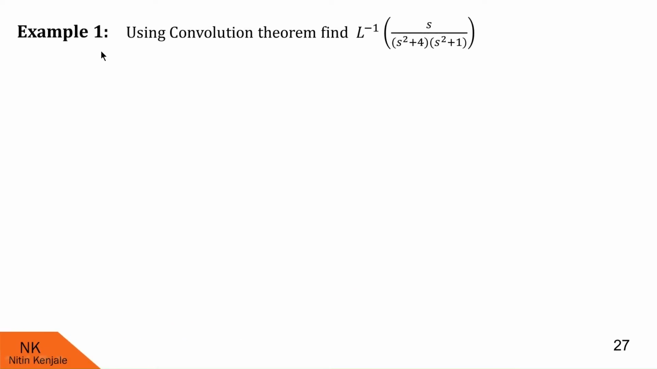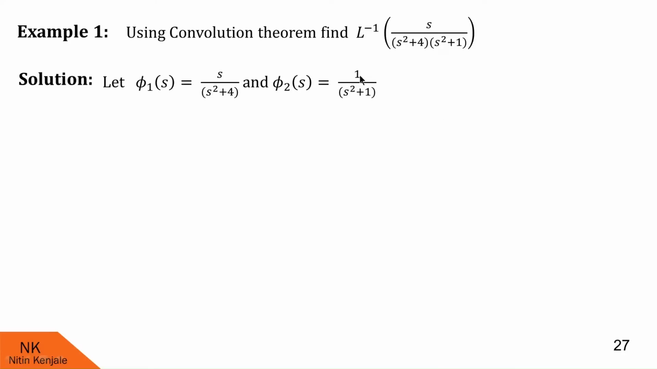In this first example, we are asked to use convolution theorem to find L inverse of s upon s square plus 4 into s square plus 1. Let us look at the solution. First of all, we will choose phi 1s and phi 2s from this function so that the product of phi 1 and phi 2 will become this function. So here I am going to choose phi 1 as s upon s square plus 4 and phi 2 as 1 upon s square plus 1. Clearly phi 1 into phi 2 is the given function.